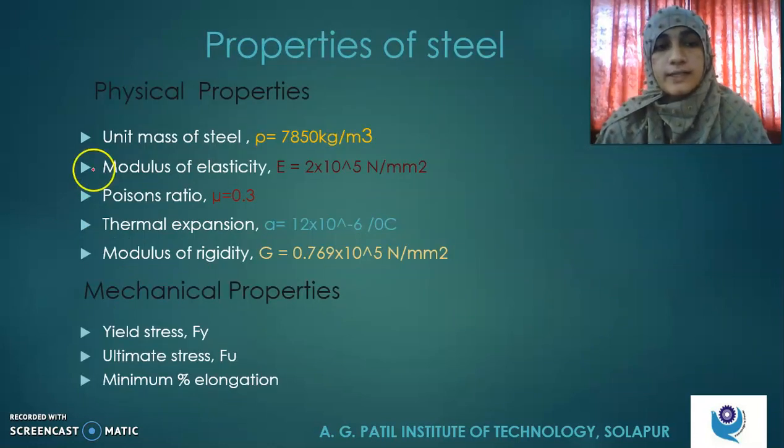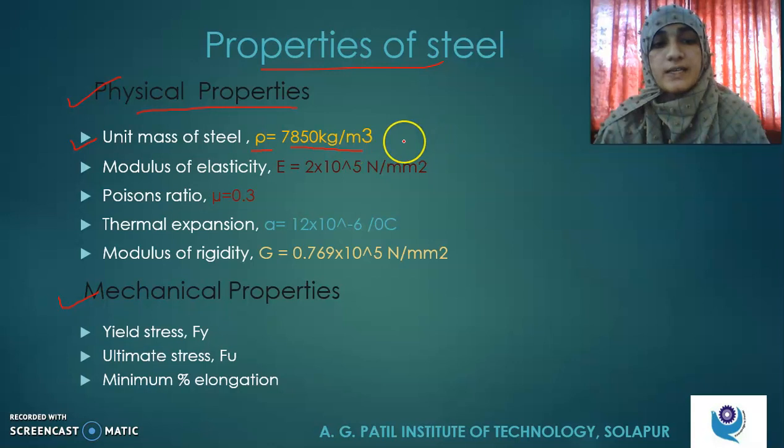Now, we'll see the properties of steel. First, we'll see physical properties, then mechanical properties. A few physical properties are given in IS 800. First physical property is unit mass of steel. It is denoted by rho, which is equal to 7850 kg per meter cube. This property is required for finding the self weight of steel structure.